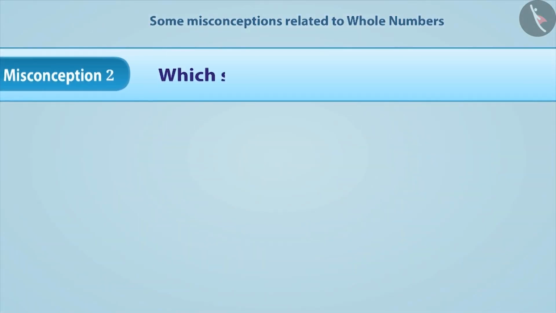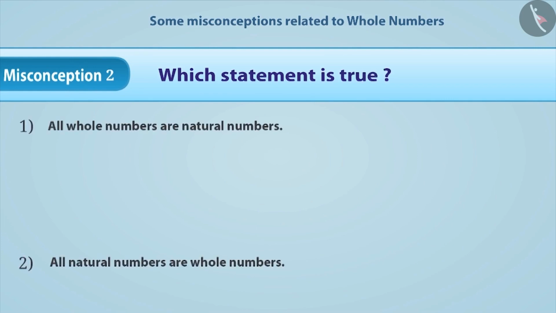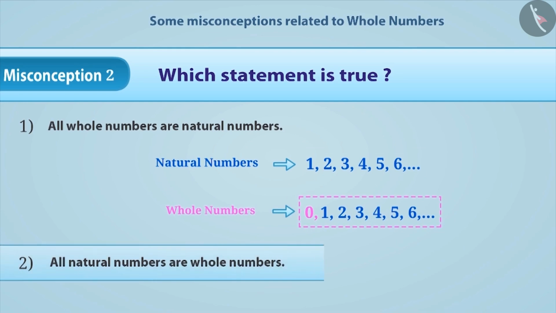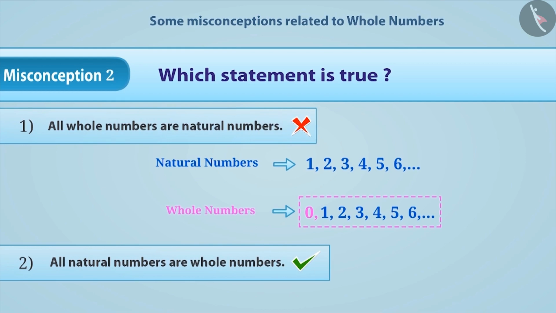Misconception 2. Which of the following statements is true? The collection of natural numbers along with 0 forms the collection of whole numbers. That means all natural numbers are whole numbers as well. Often there is a misunderstanding that all whole numbers are natural numbers. This is a misunderstanding because 0 is not a natural number.